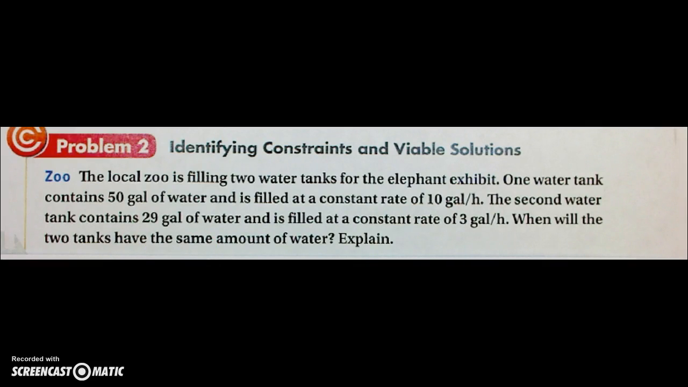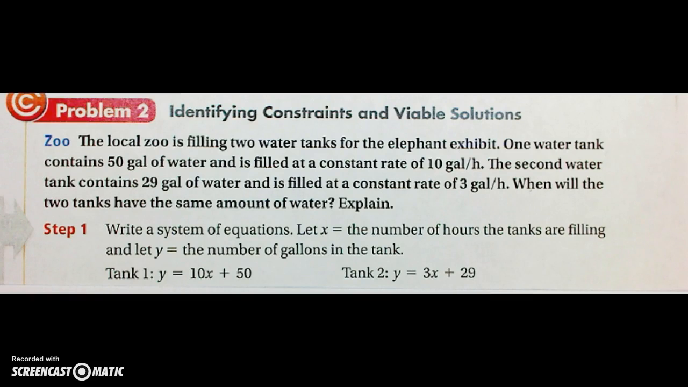Explain. So we're going to write systems of equations. Let x be the number of hours the tanks are filling. So x is our hours. And y is the number of gallons in the tank. So we have 2 tanks, we're going to write 2 equations.